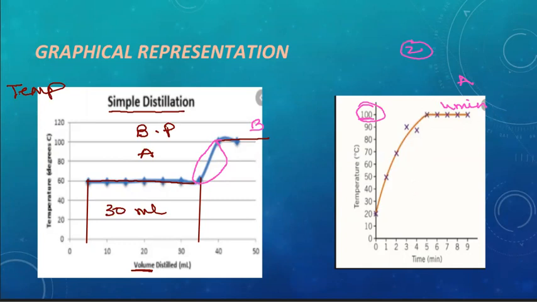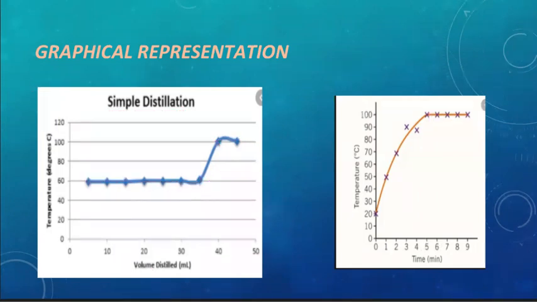After the fifth minute, you should know how to read this curve. After the fifth minute, approximately, the receiver flask starts collecting the component A for the next 4 minutes, right? So this kind of graphical representation can also come in the MCQ form in the paper related to simple distillation.